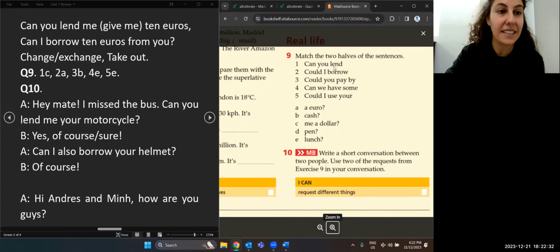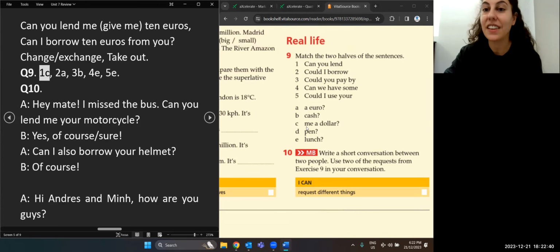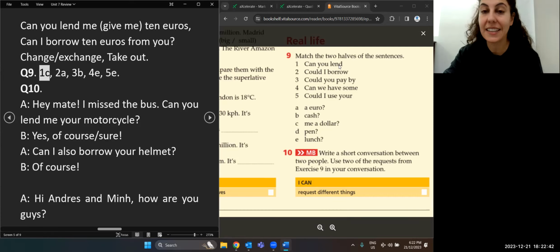Okay, let's match these sentences. Can you lend me $1? Because it must have that structure. Can you lend me $1? Could I borrow a pen? Could I borrow? It should have a pen. Yeah.